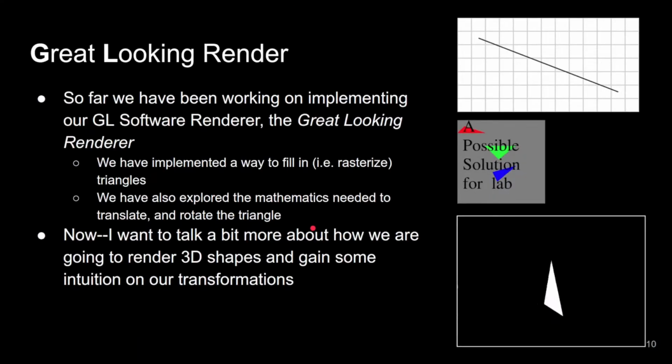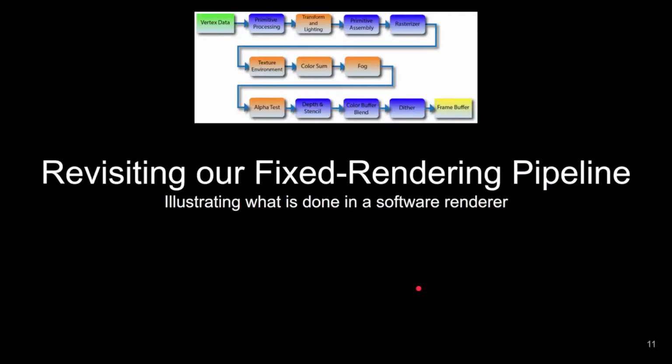All right, so where we're at so far on our great looking render, we've been working on this software render, and we're starting to get to some interesting things here, like actually getting some transformations. So you're working on at least filling in those transformations and then thinking about multiplying some matrix transformations. I think today you'll have a little bit more intuition as to how those work, but you'll have some sort of spinning triangle here shortly. Okay. So I want to talk a little bit more about how we're going to render 3D shapes, just to gain some intuition on these transformations.